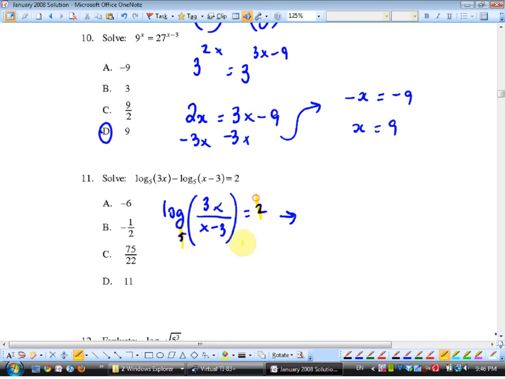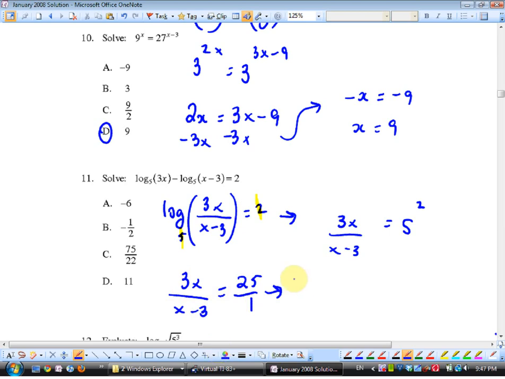This to this equals what's inside the log. 5 squared equals what's inside the log. 5 squared is 25. How do I solve this? Yes, cross multiply. Hopefully I don't need to put the 1 there. You'll see it, but I'll put it there anyways. You're going to get 3x equals 25x minus 75. Minus 25x from both sides. You're going to get negative 22x equals negative 75.